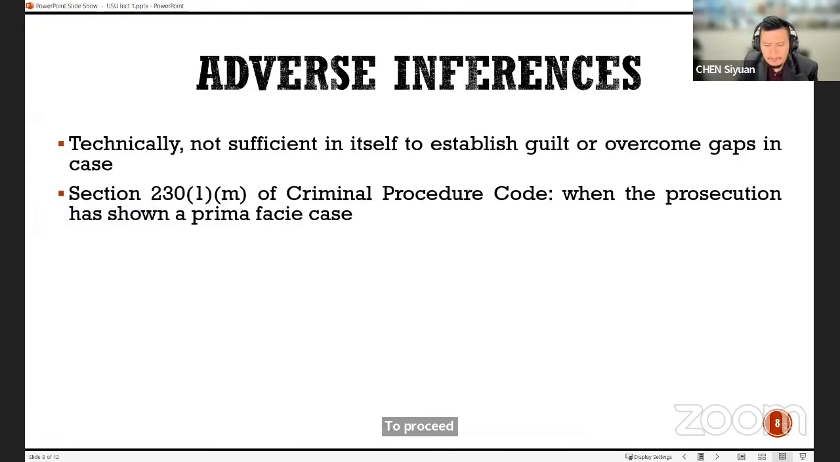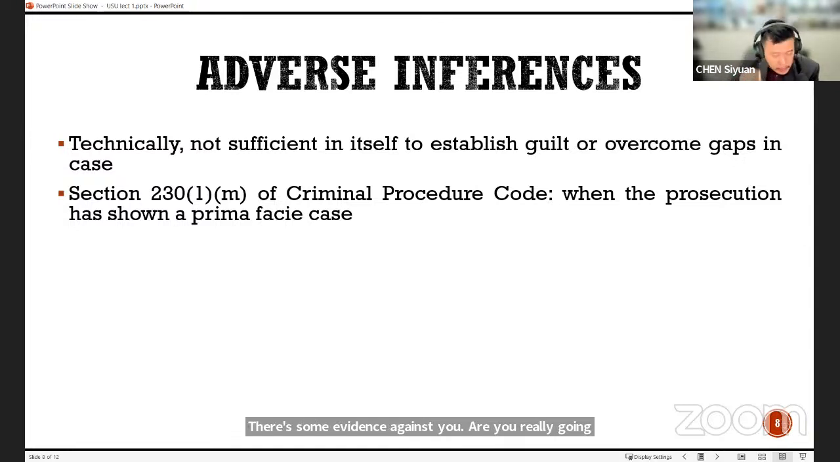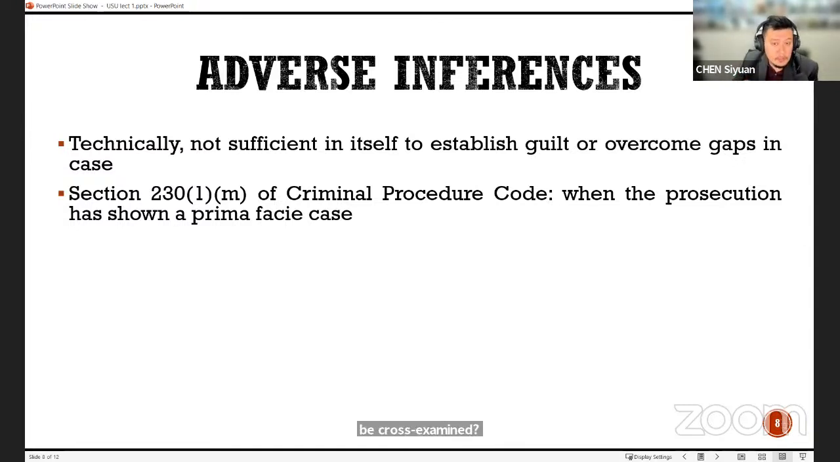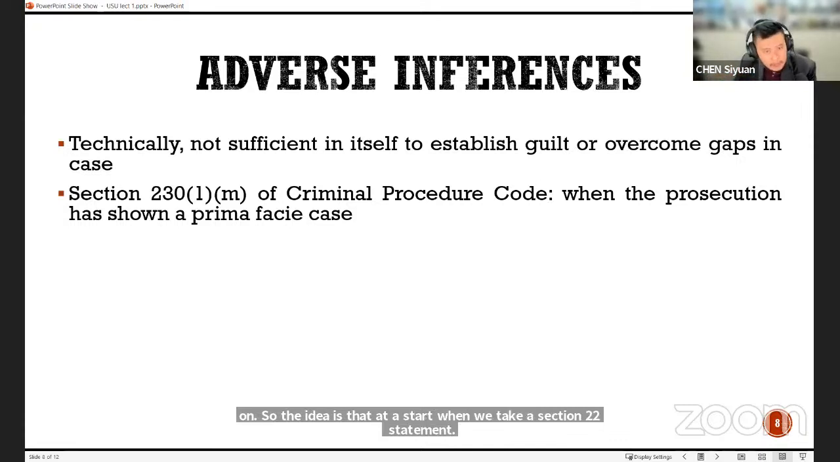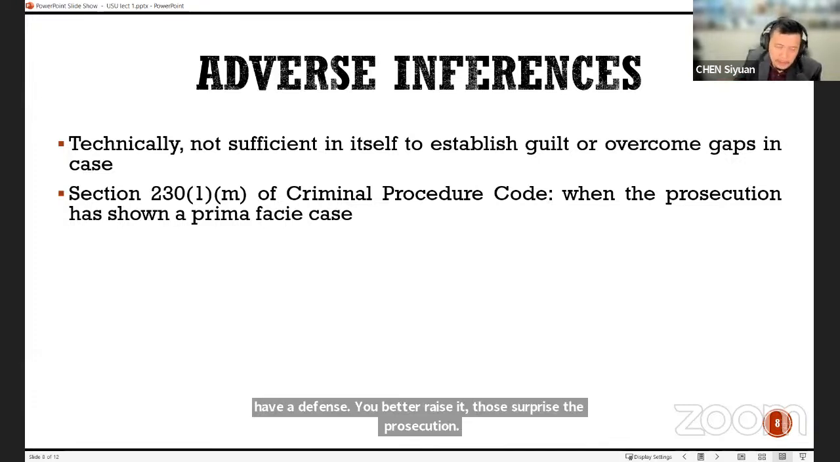So the idea is that at the start, when we take a Section 22 statement, we say you don't need to incriminate yourself at that point. When you are charged, they say, if you have a defense, you better raise it. Don't surprise the prosecution. Right? And then we go down the line. When the trial has started and there's a prima facie case, the court reminds again the accused, look, it's really not a good idea to keep quiet.